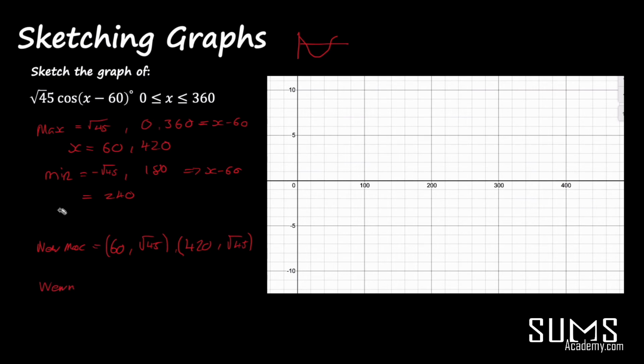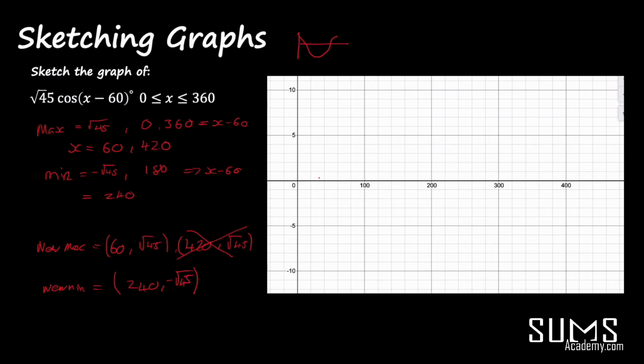And then our new min equals 240 and negative root 45. But the problem here is that this 420 on the x-axis is actually going to fall outside of our interval of 360. So this is actually going to be an invalid answer. So let's stick this through.